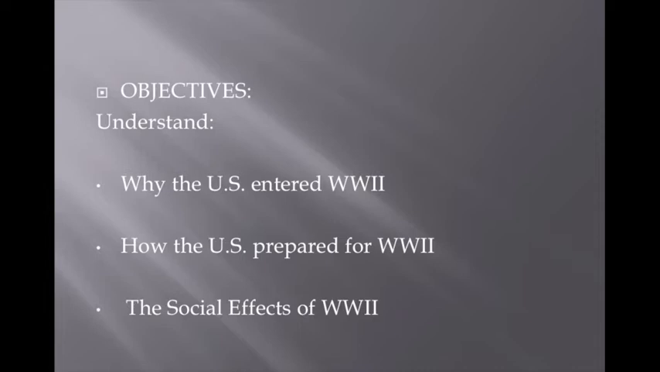The time period we're talking about here is 1937 to 1945. The war was between the Allied powers and the Axis powers. The Allied powers included the Big Three, which were the U.S., Great Britain, and Soviet Union, and others, including France and China. The Axis powers included Germany, Italy, and Japan. The war was fought on two fronts, the European theater and the Pacific theater.